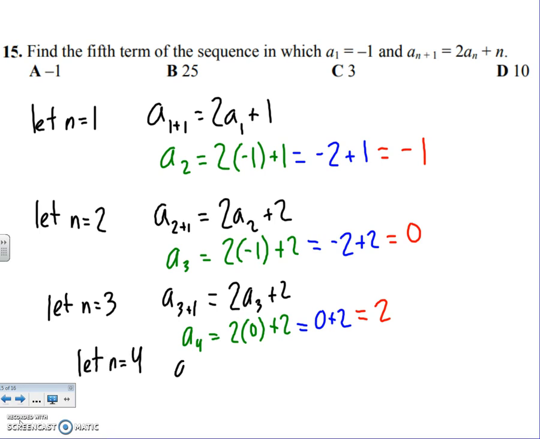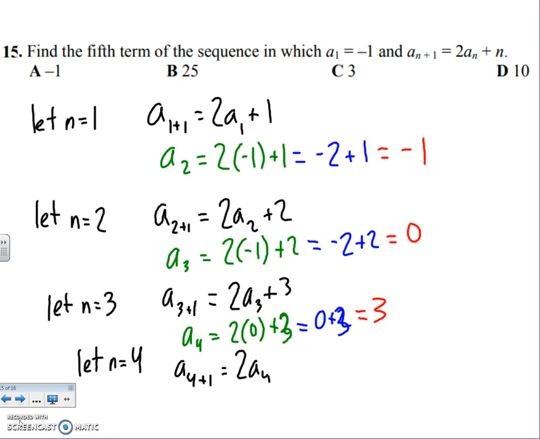So the formula becomes a sub 4 plus 1 equals 2 times a sub 4 plus... Ooh, I messed up. Alright, let's go back to the last one. Right here, this should be not 2, but plus 3. So that's a quick fix. So this 2 turns to 3, so 0 plus 3. This makes this 3. There you go. Now we're back to normal.